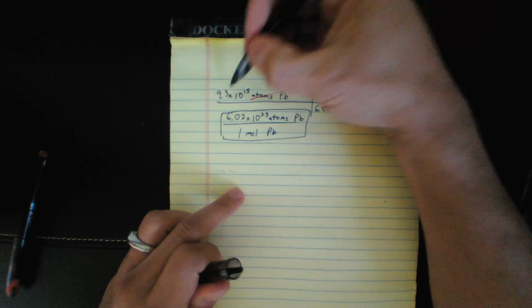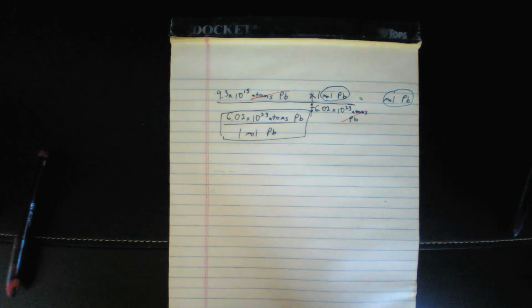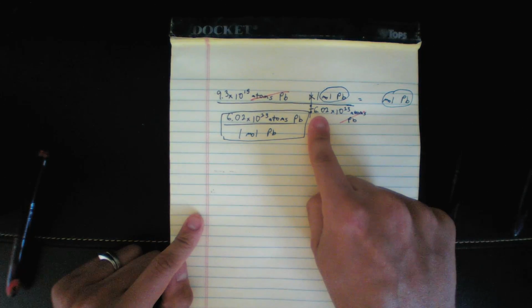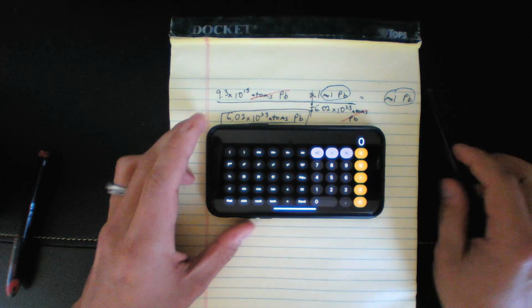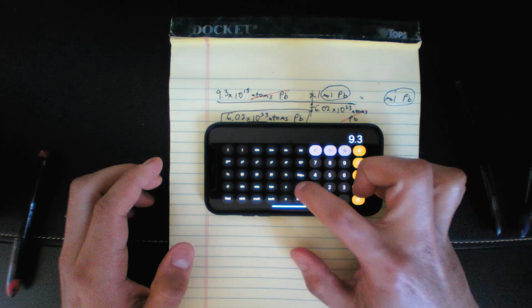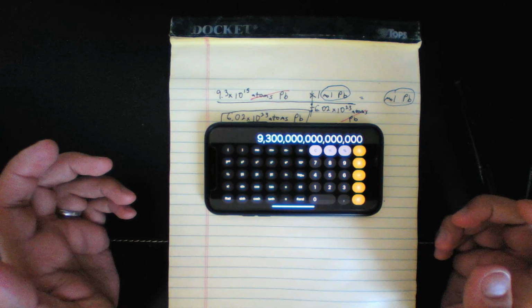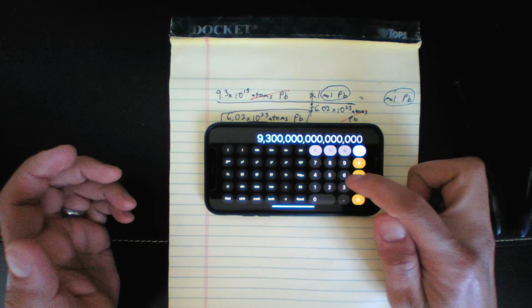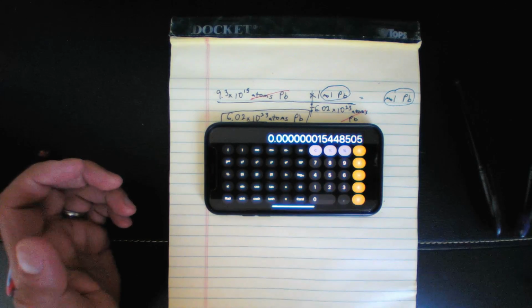Okay, so we're going to take 9.3 times 10 to the 15th times 1, divided by 6.02 times 10 to the 23rd, or basically just divide by 6.02 times 10 to the 23rd, because multiplying by 1 isn't going to do anything. So let me pull up my calculator here. Again, we'll do this in scientific notation. So 9.3 double E to the 15th, divided by 6.02 double E 23, equals.